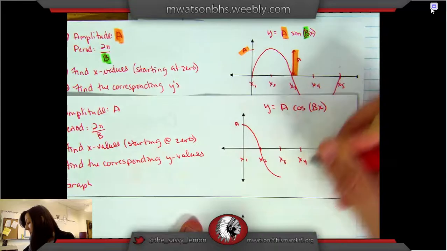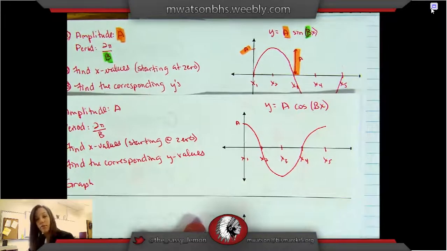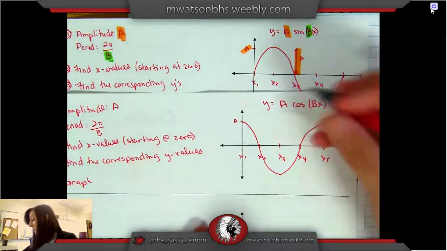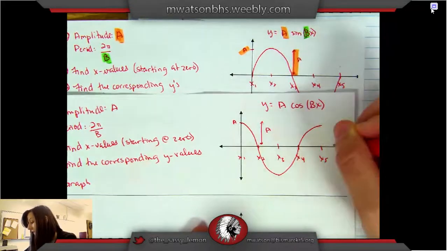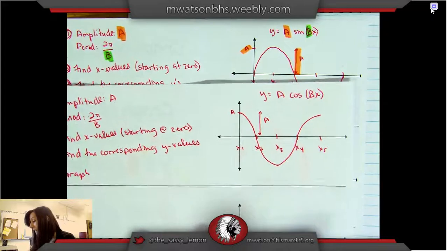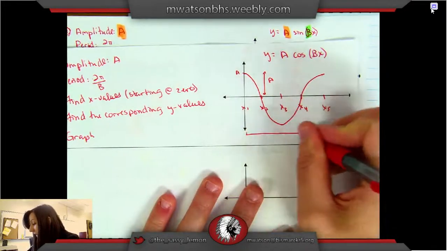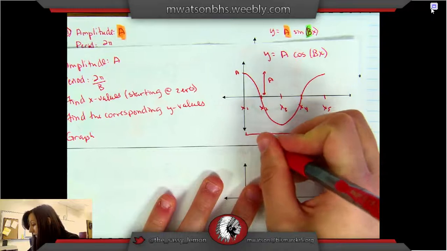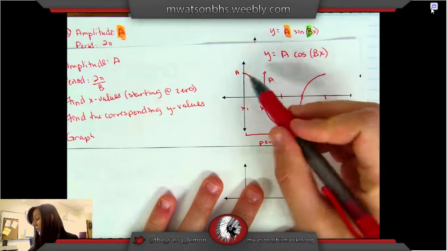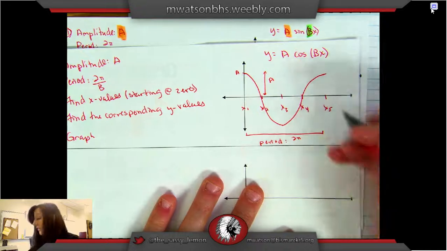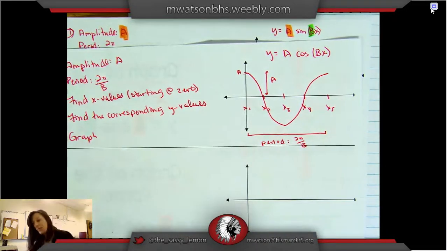Still kind of look like that. It's kind of ugly, but you get the point. And notice the amplitude is still the distance from the center to the height, and the period is still the distance from start to finish before it repeats itself. And here it's 2 pi over b.